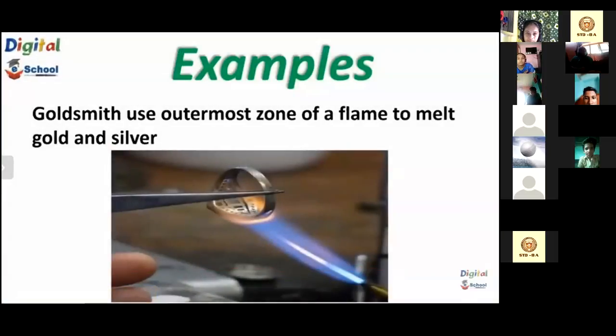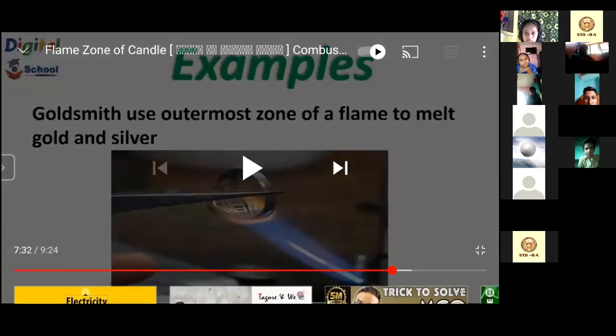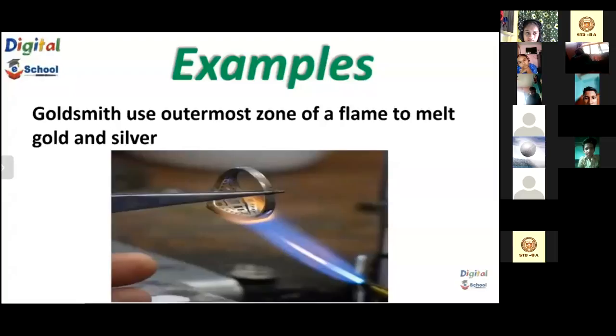Some examples are also given here. You can see goldsmiths use the outermost zone of the flame to melt gold or silver. You must have seen that people who work in a jewelry shop use the outermost layer or zone from the burner to melt the gold or silver. Have you ever seen them melting gold and silver? Yes, ma'am. See, they keep the burner at a distance from the material. Why? So that the material can get the flame from the outer zone, because that is the hottest part.